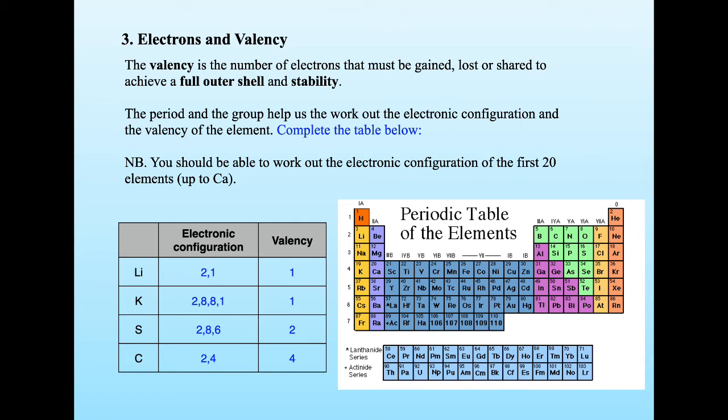And carbon is kind of in the middle, isn't it? So carbon electronic configuration 2, 4, and it can gain 4 electrons to get a full outer shell. It's got a valency of 4. It will not lose 4 electrons to form a carbon 4 plus ion because that's too many electrons. It would require too much energy.